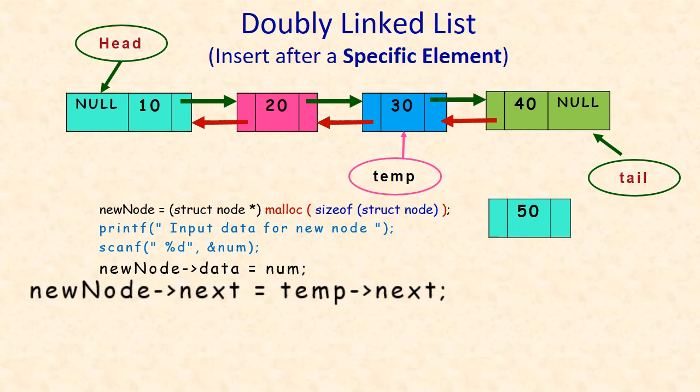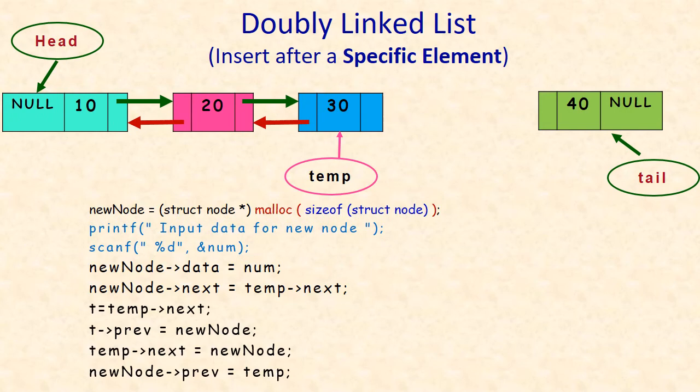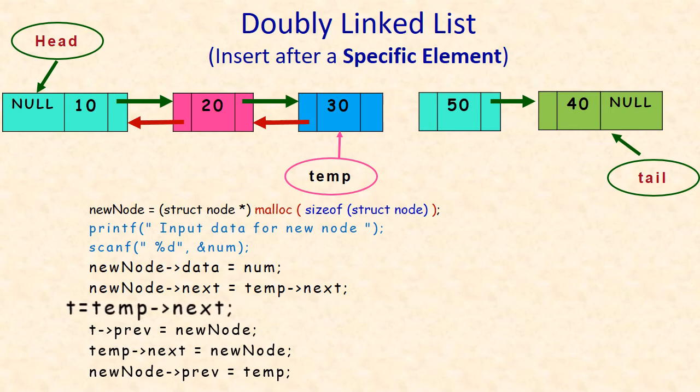Then the new node's next holds the address of the next node after temp. So that link is established, and we are waiting for the second link. We will establish the second link here like this. See, this 50's one link is established here, and another link can be established.